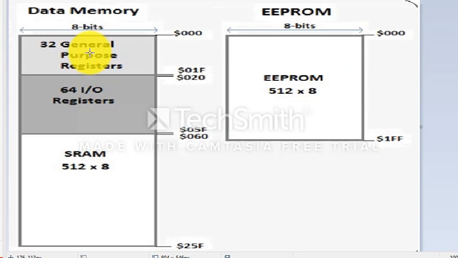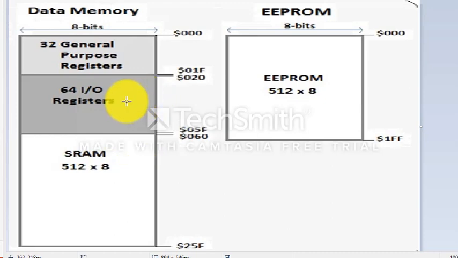In today's lecture, we will study data memory and assembly language of ATmega 32. Data memory is the most important memory in ATmega 32. It consists of 32 general purpose registers, 64 I/O registers, and SRAM. SRAM is the most important memory in data memory, and one of the other important memories is the general purpose registers. These are used to store data temporarily, and SRAM is used to store data permanently.